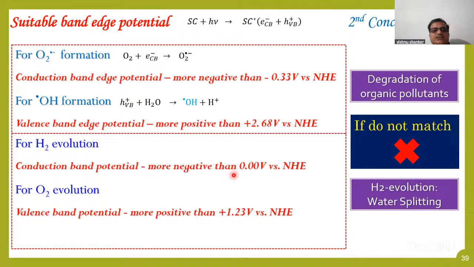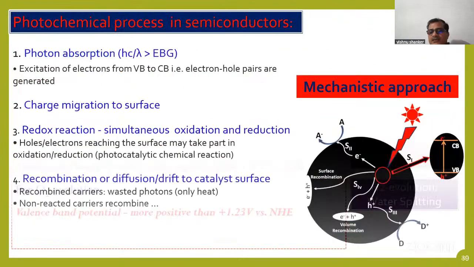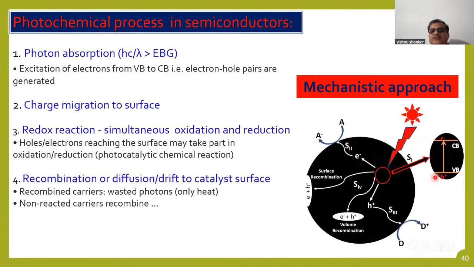For hydrogen generation, the conduction band potential should be more negative than 0 volt, whereas the valence band potential should be more positive than plus 1.23 volt. If these criteria are met, then your material is suitable for that particular application. If they don't match, then of course it will not take place. This is the overall mechanism. Once the material absorbs the light, it forms the electron-hole pair. Then this electron-hole pair should migrate to the surface, because whatever reaction takes place, takes place at the surface. So this migration to the surface is very important.